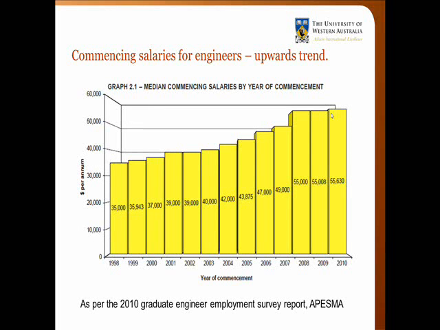Okay, so this is commencing salaries for engineers, showing the upward trend. So this is from 1998 all the way through till 2010. So you'll see that it's basically an uphill trend. That trend is expected to continue to go up. Certainly in Western Australia, the strength of our economy and our engineering sectors means that if you wanted to stay in Western Australia, you're particularly placed to earn well.